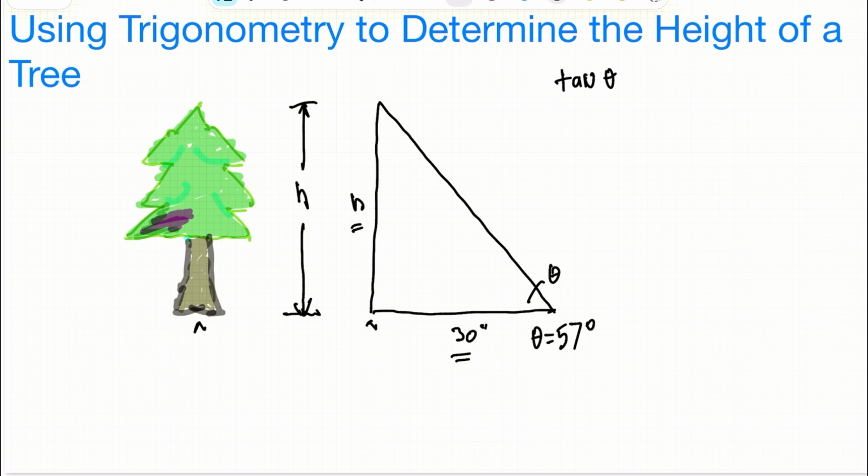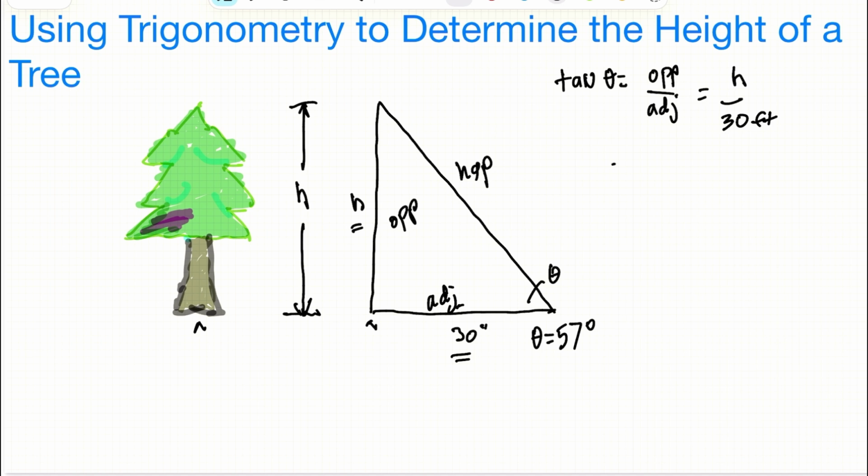The tangent of theta is equal to the opposite side divided by the adjacent. So in this case, the opposite is going to be our h. There's the hypotenuse of the right triangle, and here's the adjacent side. So the tan theta is opposite over adjacent, so that's h. In this case, we've got 30 feet.